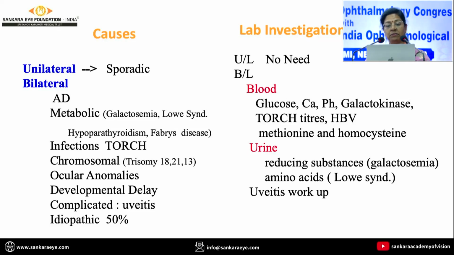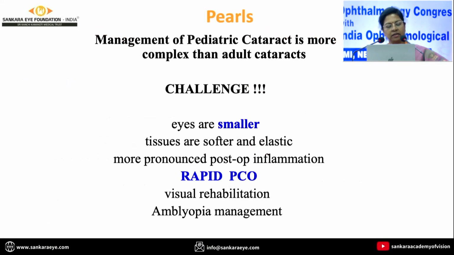The necessity becomes more so in bilateral cases, where we rule out metabolic conditions, check TORCH titers, and another important thing in clinical practice is understanding the levels of homocysteine, because this poses a problem during general anesthesia. If these children have high homocysteine levels, we have to understand that they can have thromboembolic phenomena and we can lose the child. Urine for reducing substances, and to rule out Lowe syndrome. Uveitis, if it is associated, we need to evaluate in detail.